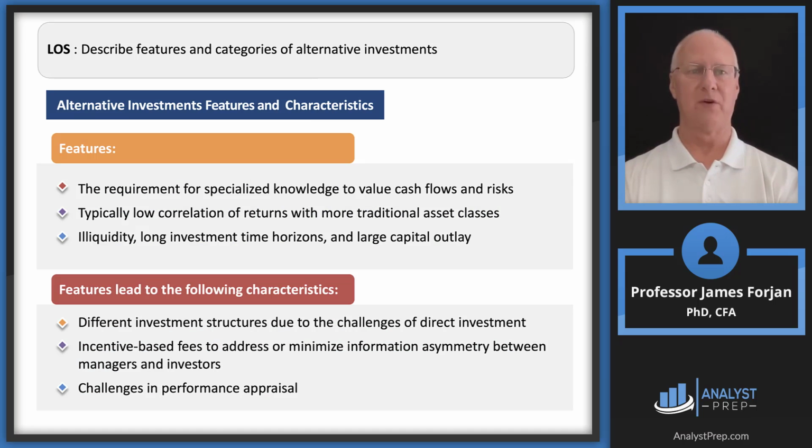All right, how about some features of these alternative investments? What do we know? We know if we invest in a bond, we're going to get interest. If we invest in a share of stock, we might get a dividend, but sooner or later that company is probably going to pay us a dividend. Well, what do we get if we invest in some type of alternative investment? So these are specialized. This requires specialized knowledge to be able to value the cash flows and the risks.